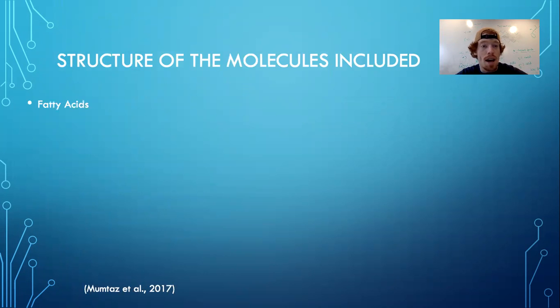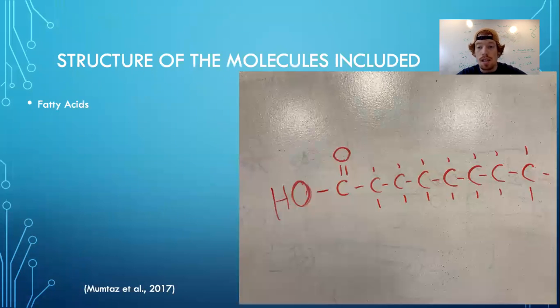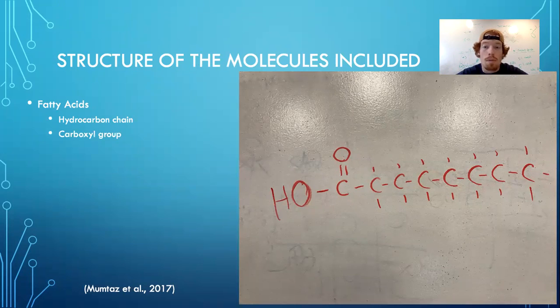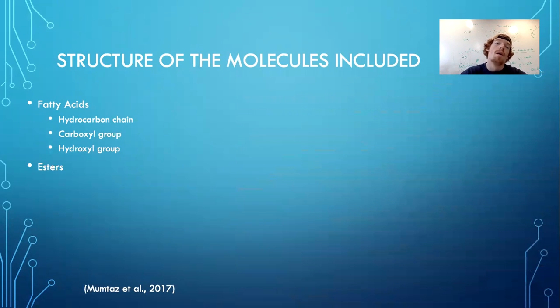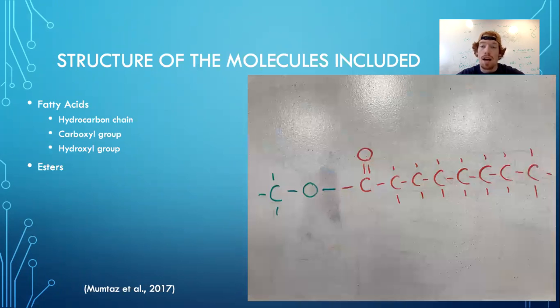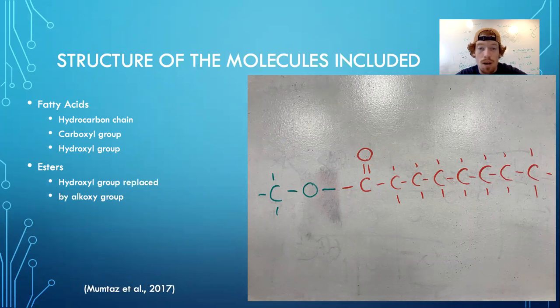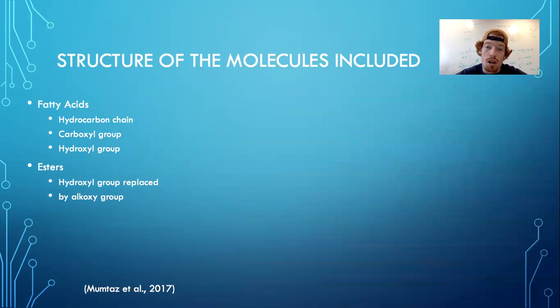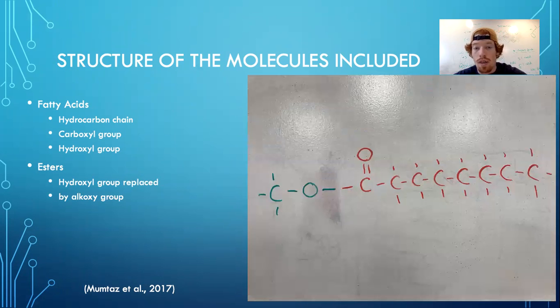So we have fatty acids, which look like these. As you can see, they got a long hydrocarbon chain with the carboxyl group at the end. And in this carboxyl group, there is a hydroxyl group. And then we also have esters, which you'll notice have a similar hydrocarbon chain with that alkoxyl group. And then the hydroxyl group is replaced with a methoxyl group.